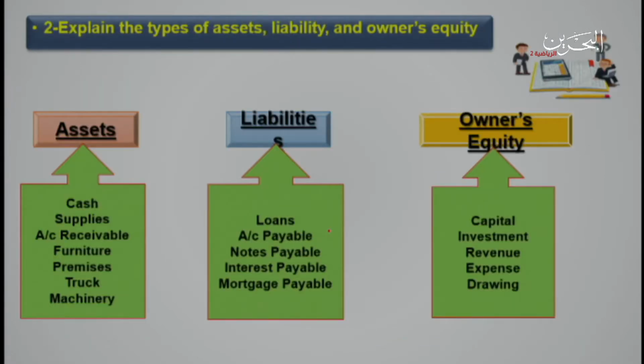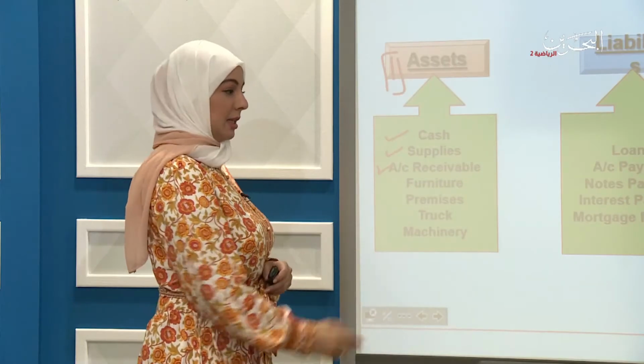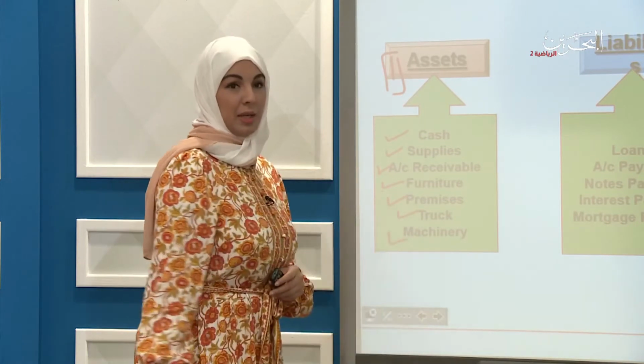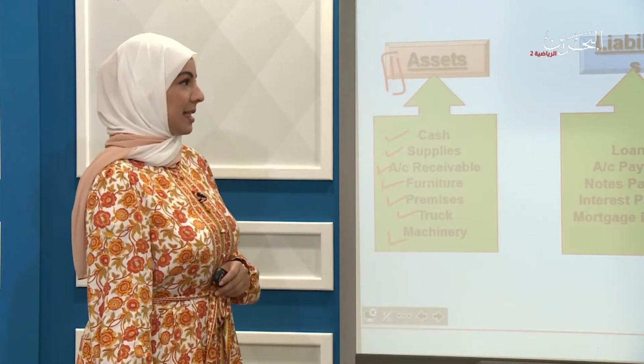Now, my dear student, after we take a look at the components of the accounting equation, let us take some examples. Firstly, if I discuss the assets, there are many examples, the resources of the company. First of all, cash, supplies, accounts receivable, furniture, premises, a truck, and machinery. These are some examples of the assets.